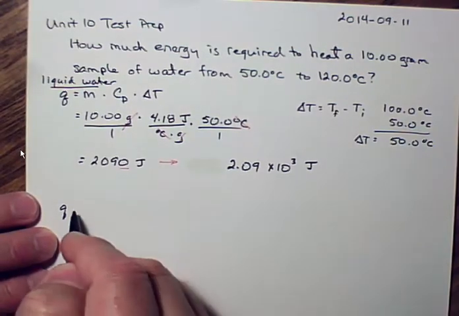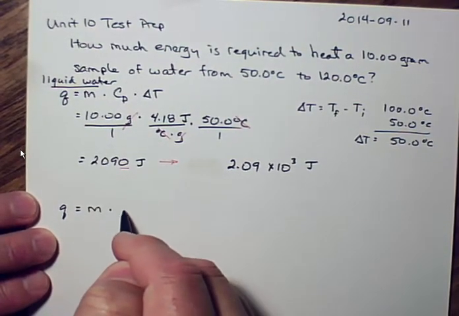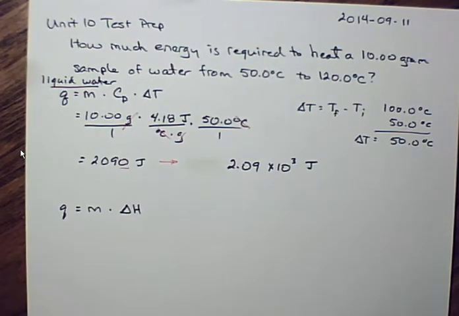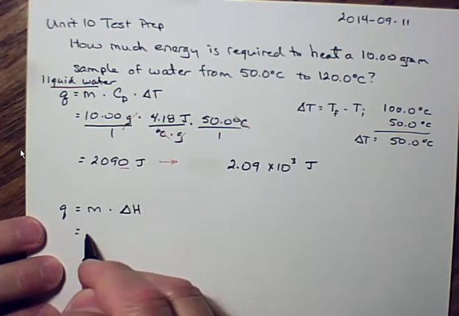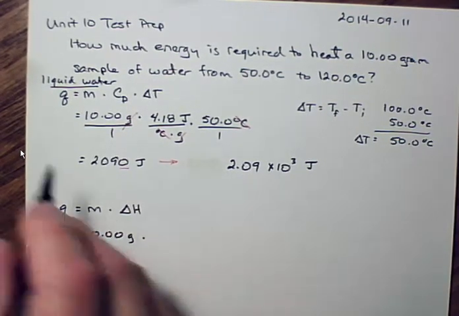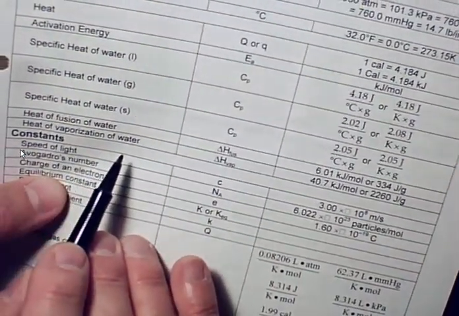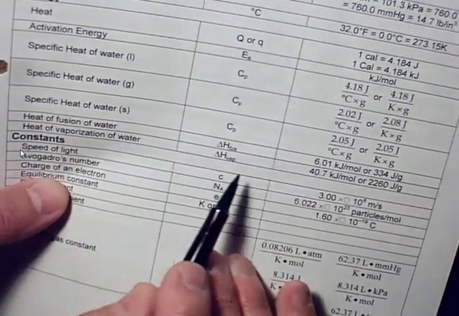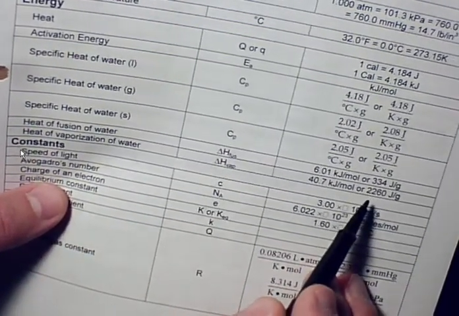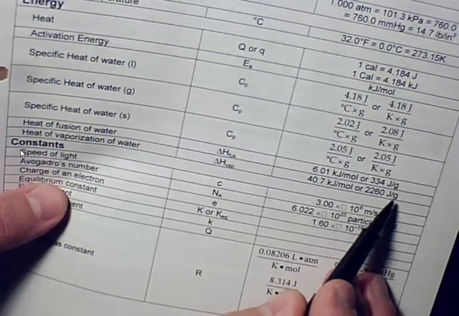And that equation is mass times change in enthalpy in the system. Okay? Well, the mass doesn't change. It's the same, 10.00 grams. The enthalpy change, again, this is on your test references. Here's the vaporization of water. Okay? That's where we're boiling the water. Right there. Okay? Delta H is 2260 joules per gram. All right?